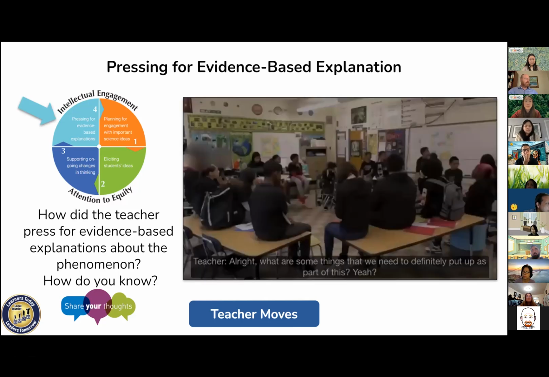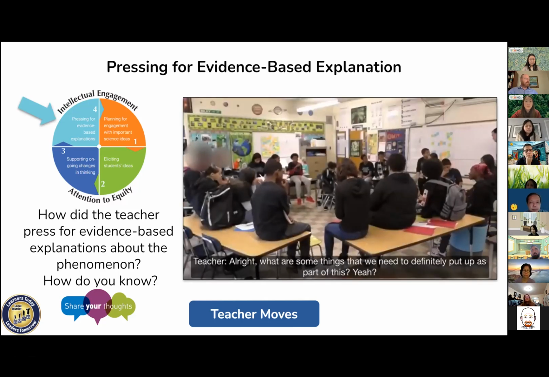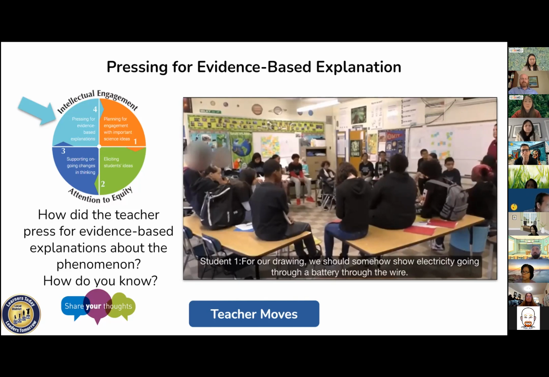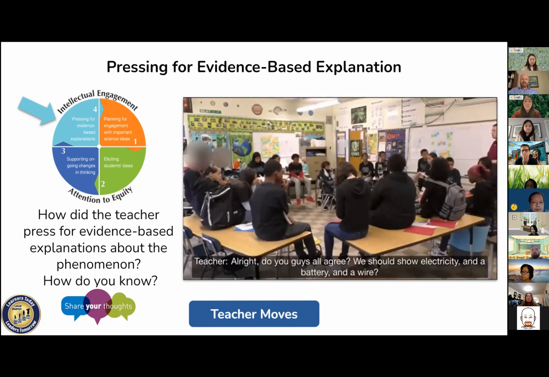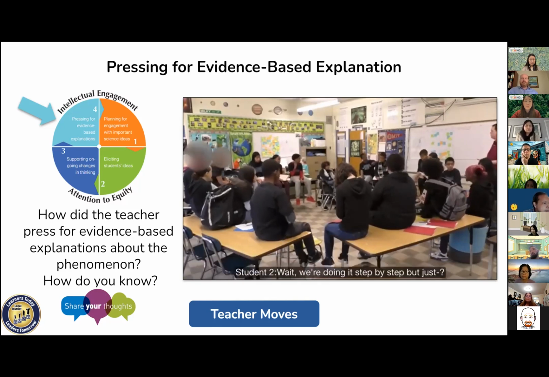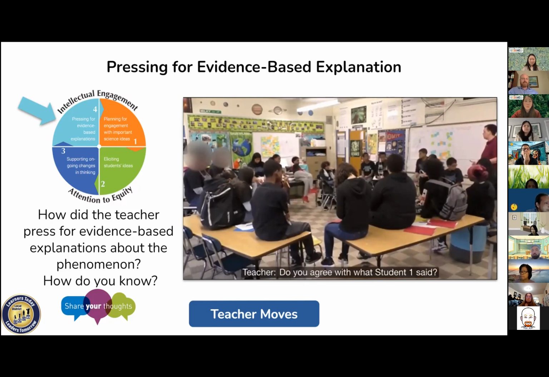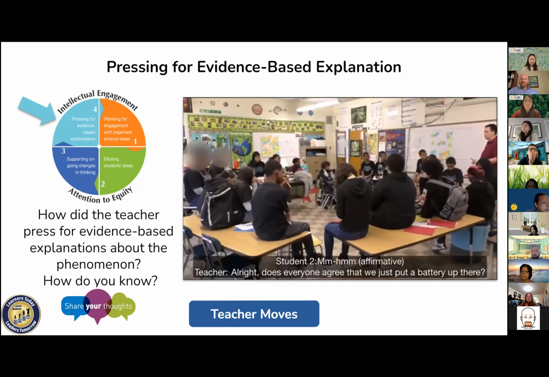All right. What are some things that we need to definitely put up as part of this? We should somehow show electricity going to the battery to the wire. All right. Do you all agree we should show electricity and a battery in the wire? Wait, are we doing step by step, or just... Well, I want to be able to put a model up here. Do you agree with what Markel said? All right. Does everyone agree that we should put a battery up there?